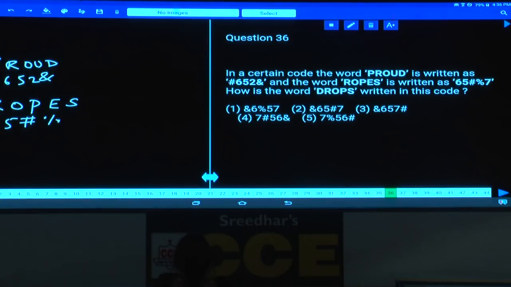Now if you compare these two, here P is at the first place, here P is at the first place. Now what is there at the first place? Hash. Here also there is hash.